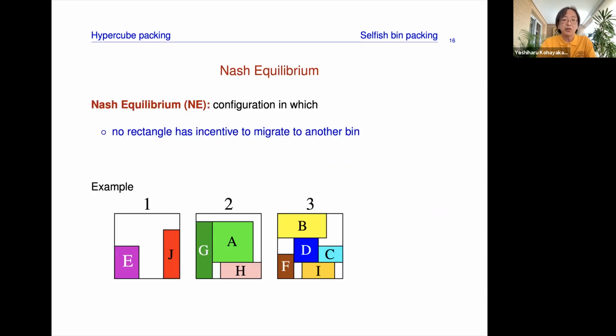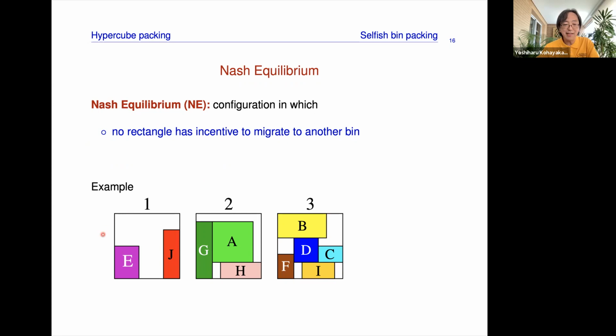Now, given that incentive, or given that definition of cost, we can define the Nash equilibrium for this game as follows. We say that a configuration, such as a packing like the one you see at the bottom of this slide, is a Nash equilibrium if no player, no rectangle, has any incentive to migrate to any other bin.